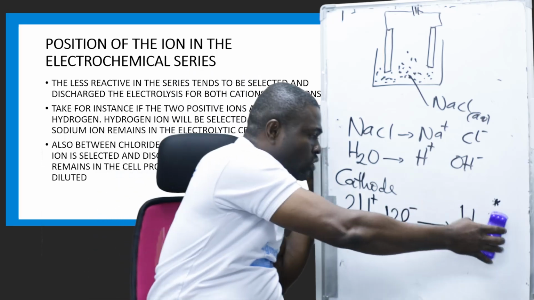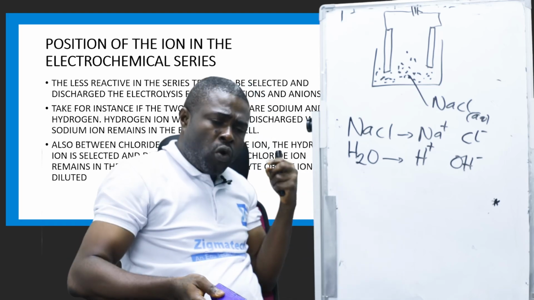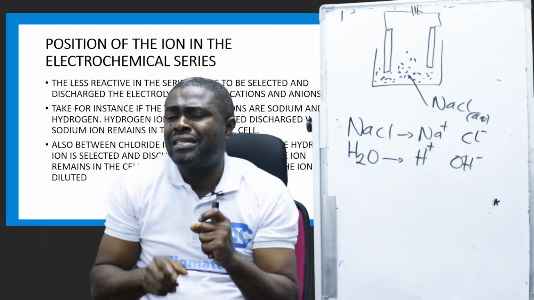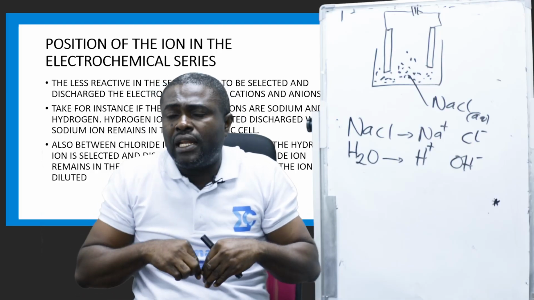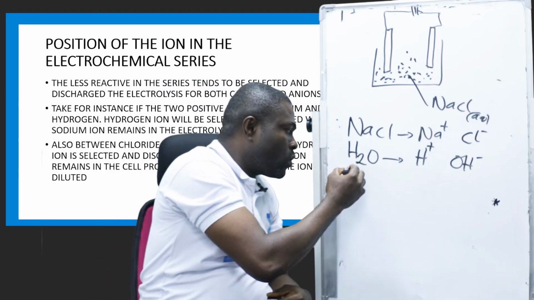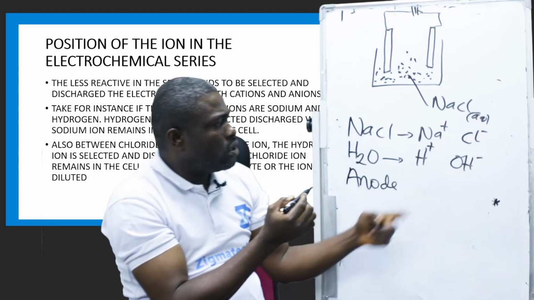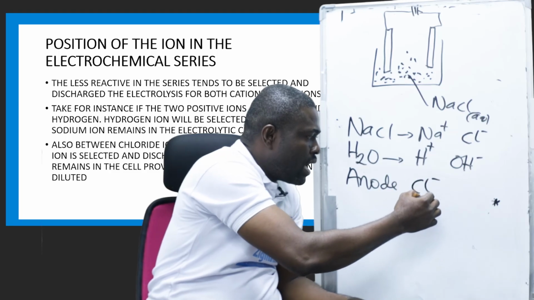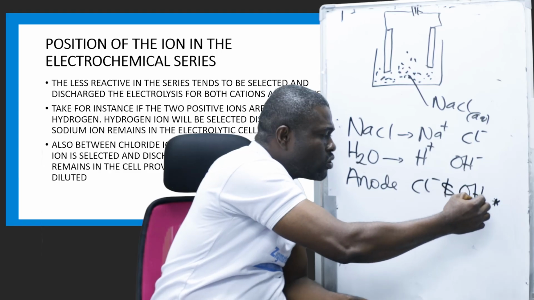So let us go to the anode. What happens at the anode? First of all, what charge does the anode carry? The anode carries positive. So the 2 negative ions inside the electrolytic cell will move there. So let's look at what happens at the anode. These 2 are moving there: Cl minus and OH minus. Both of them are negative.